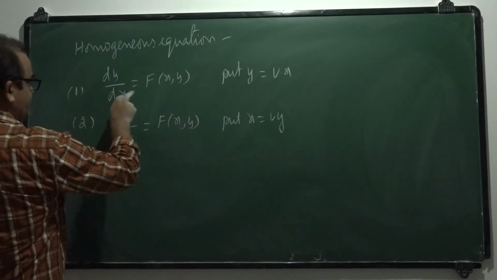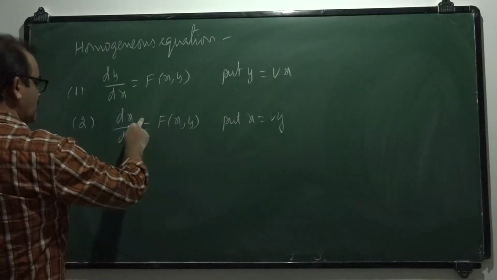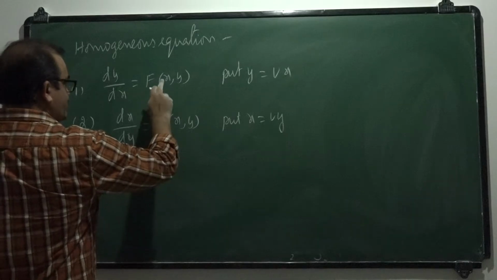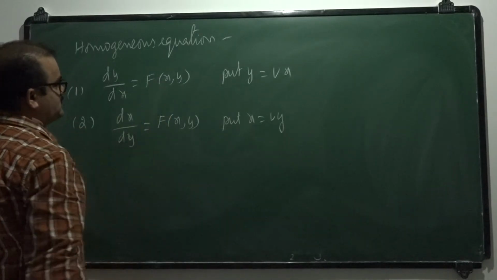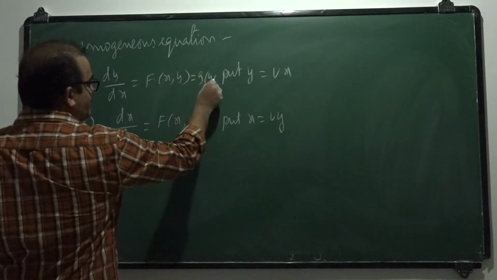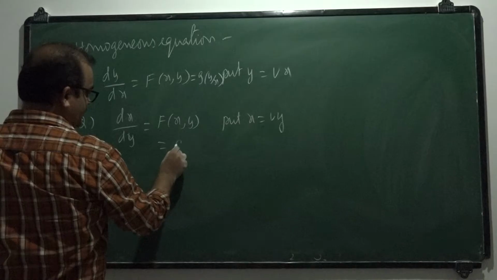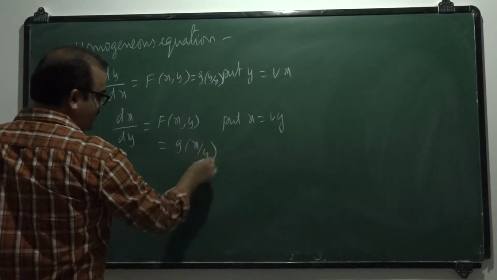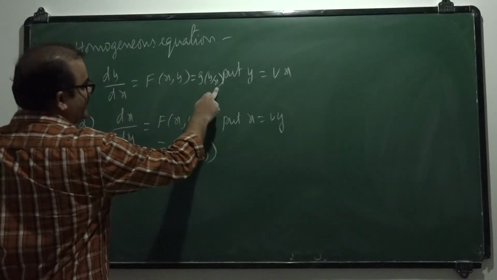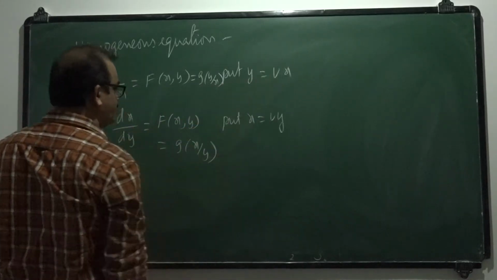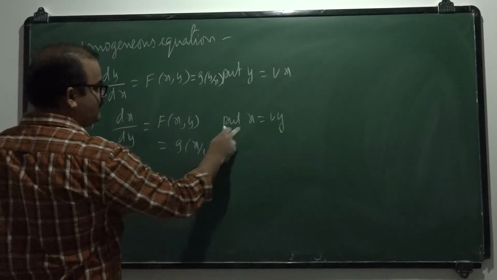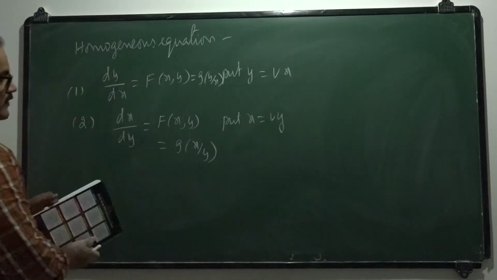See, dy by dx is a function in x and y, or dx by dy is a function in x and y. If the RHS is a homogeneous function, here this is written as a function in terms of y by x, and this is taken as a function in terms of x by y. If dy by dx is a function in terms of y by x, then we put y is equal to vx. If dx by dy is a function in terms of x by y, we put x is equal to v into y.